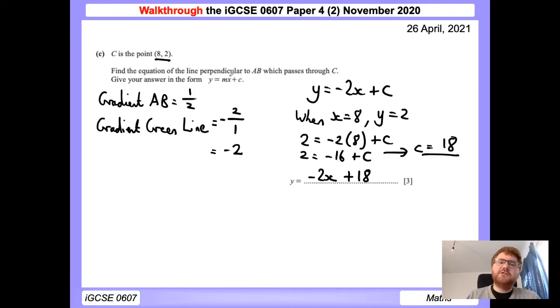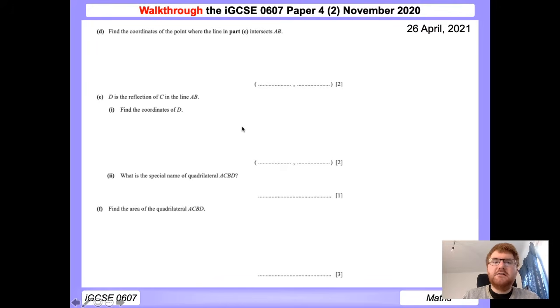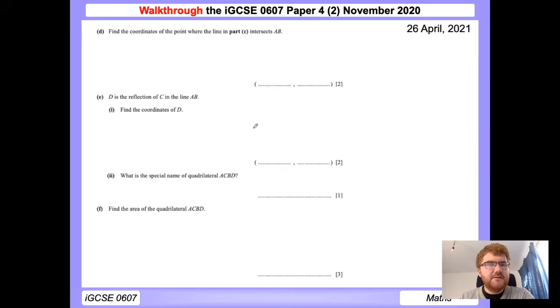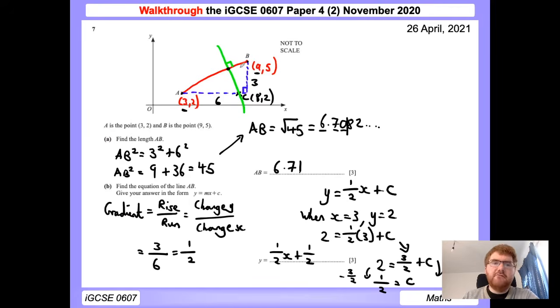Just be careful. It just wants a perpendicular line. It doesn't want a perpendicular bisector, i.e. you do not need a midpoint in this case. Okay, and we are going to continue. So find the coordinates of the point where the line in part C intersects. Okay, so we see this green line that I drew kind of randomly, and now we actually want to find this point here. Do we have a name for this point? Nope, we're just going to find that random point.